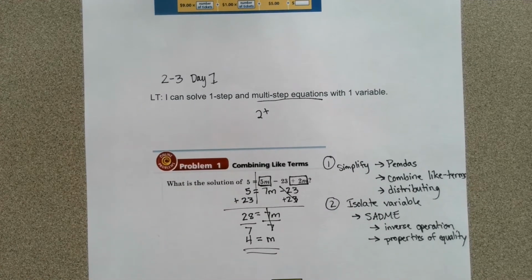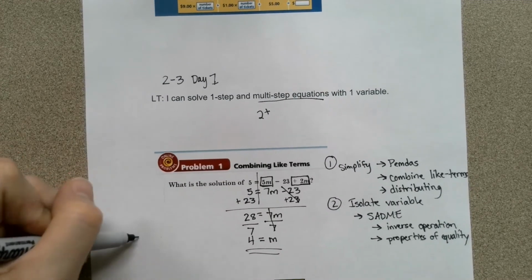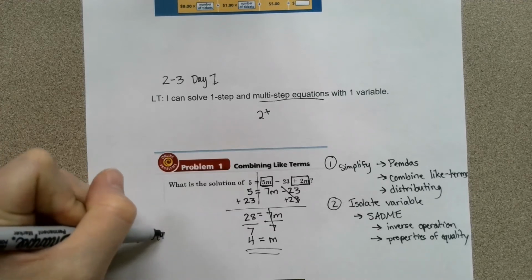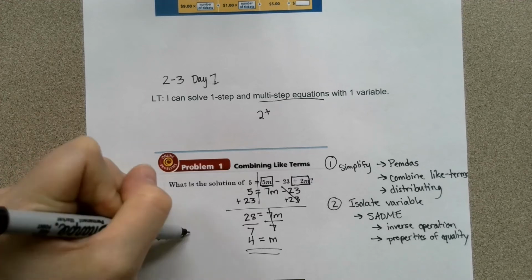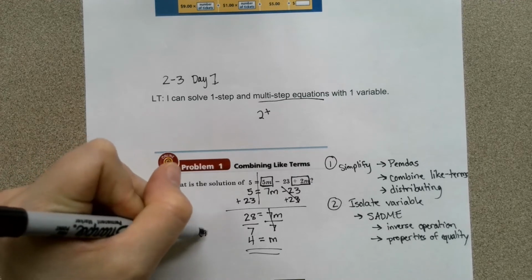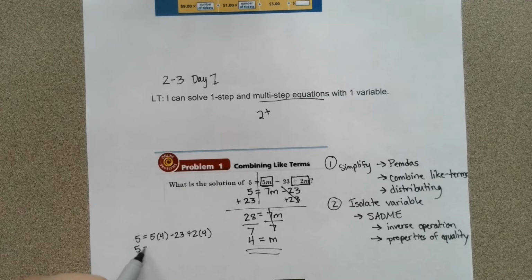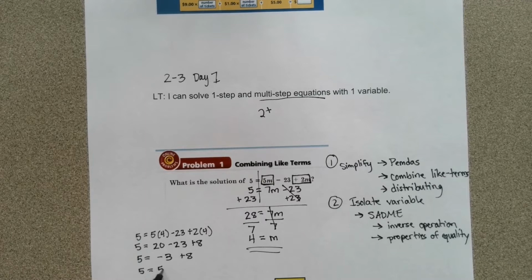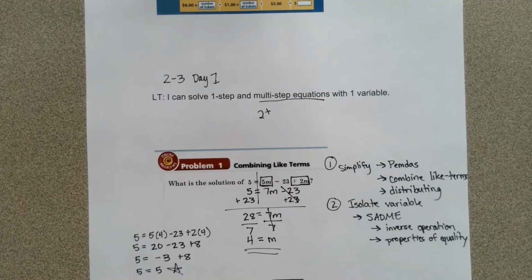We can always plug it in again to make sure that it works. So if we do that, we would have 5 is equal to 5 times 4 minus 23 plus 2 times 4. Simplifying the multiplication, we get 20 minus 23 plus 8. And then just in order from left to right. So 20 minus 23, that's going to be a negative 3. Then plus 8, which is exactly what we needed it to be. So we know that our answer was correct.